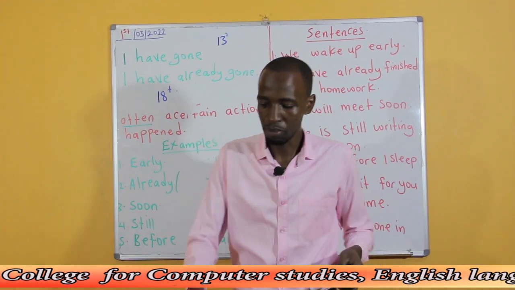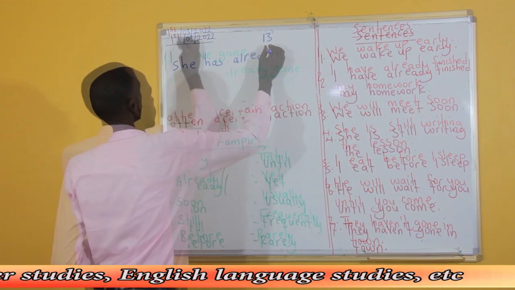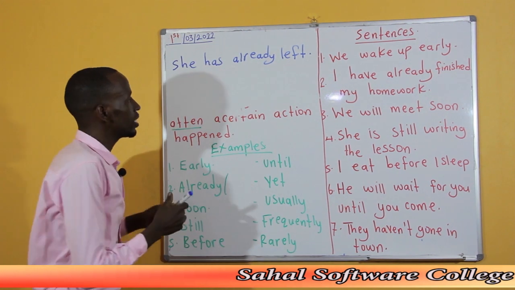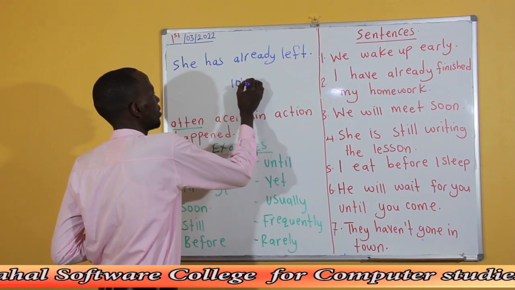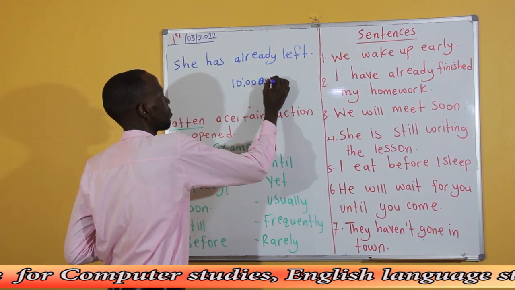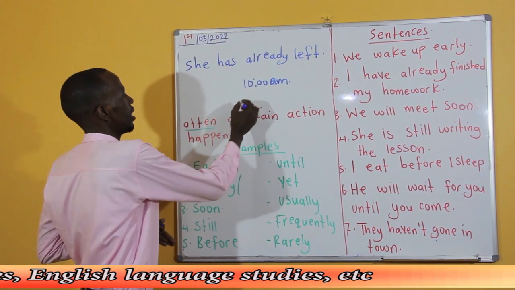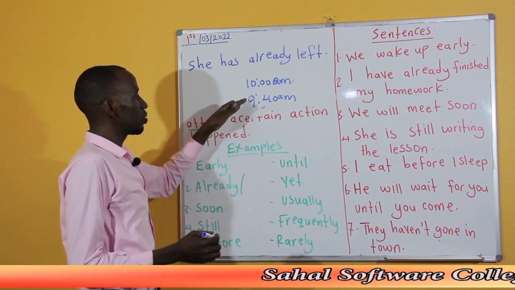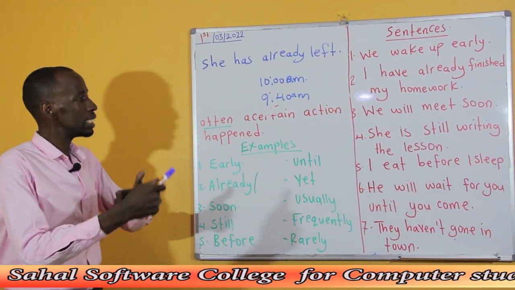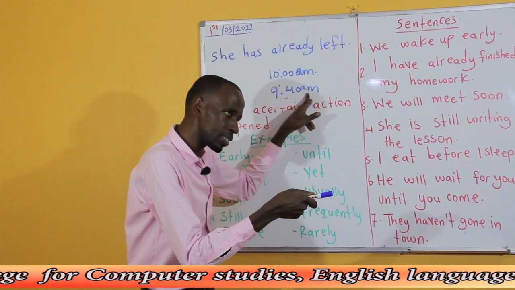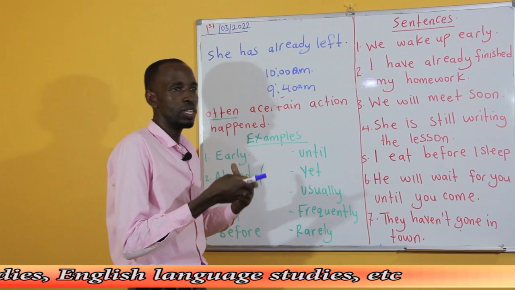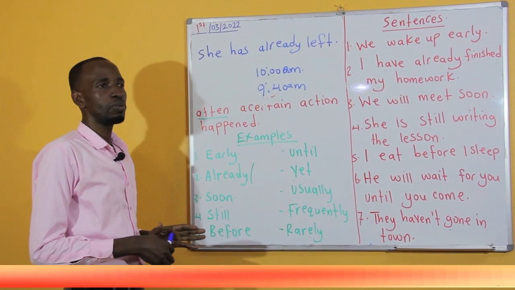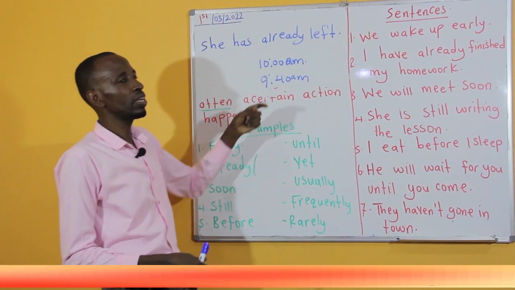If I can give you another example, if I say she has already left, it means she was supposed to leave at 10 a.m., but she left like at 9:40. If someone comes looking for her, you cannot say she has gone. No. You will say she has already gone, because she went before the expected time. Because the expected time is 10. That's when we use already. So this already answers the question when.